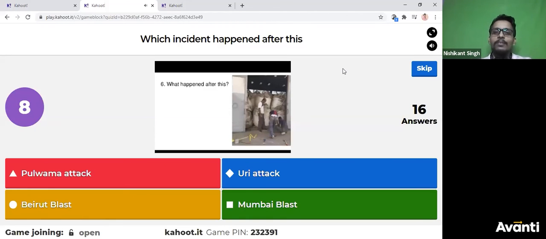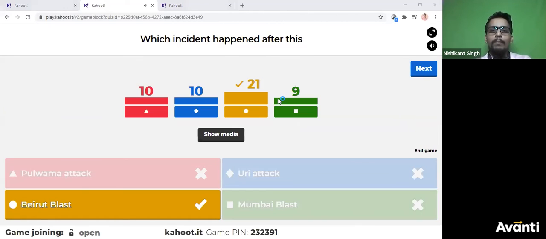I think I should have got the answer by now. Which incident happened after this? Just to give you a bit of a hint, there's 20 seconds for one question. Many of you have got it correct. I had discussed it in class also once. It was the general inspection of ammonium nitrate which they were doing. Soon after this, the Beirut blast happened.